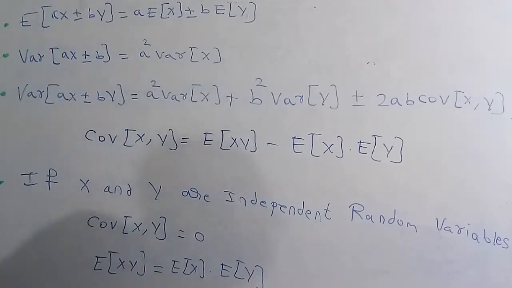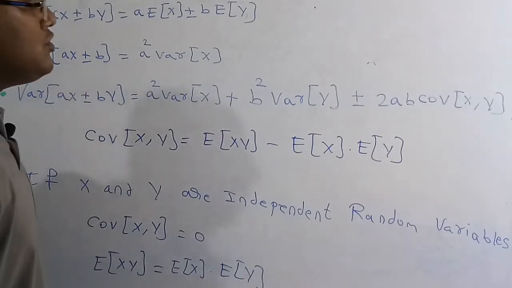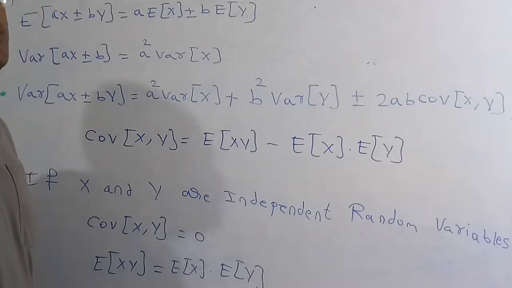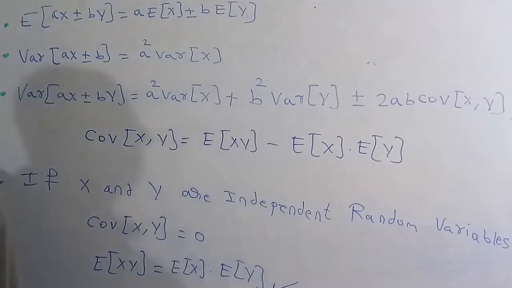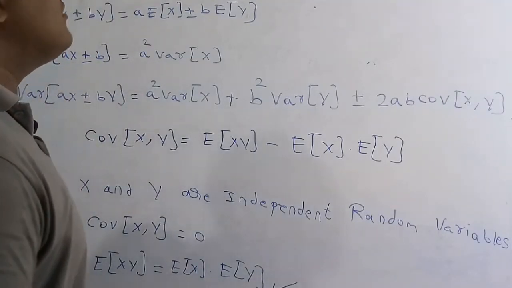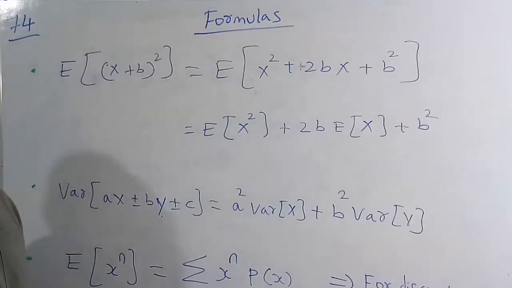So therefore, if x and y are random independent variables, then simply we can say that the covariance of x comma y is equal to 0, and the expectation of x into y is equal to the expectation of x into the expectation of y. So these are some of the important formulas that you always have to remember while solving questions on expectations and variance values.